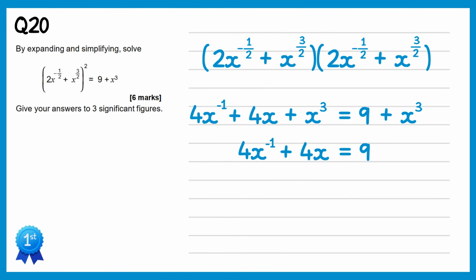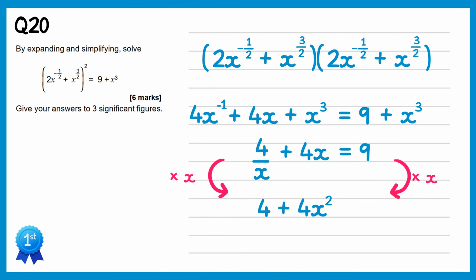Now I'm going to rewrite the 4x to the negative 1 as 4 over x, and then I'm going to multiply both sides of this by x. So if I multiply the left-hand side by x, the 4 over x, well that x will cancel, so we just get 4, and then multiply 4x by x, that's 4x squared, and multiply 9 by x, that's 9x. Now subtract 9x from both sides, and we'll end up with 4x squared, take away 9x, plus 4 equals 0.